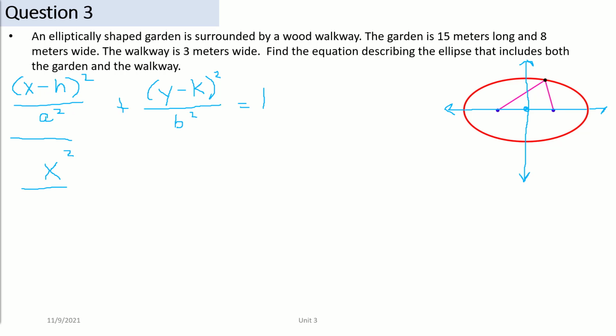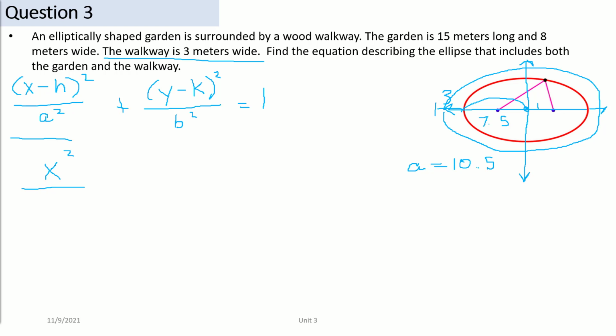But if we get in a rush, we might think that we're finished. So let's hold on there. The center is going to be at 0, so I can take x minus 0 is x squared over. Again, half of 15 is going to be our A, that's 7.5. But we've got to remember to add the 3-meter wide walkway to the right and to the left. So let's add 3 to 7.5, and we'll get A equals not 7.5, but 10.5, because we've got to add that walkway all the way around.